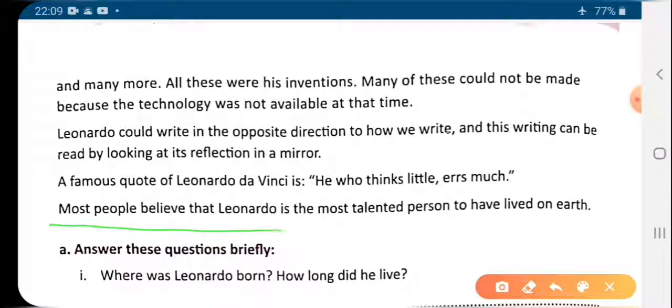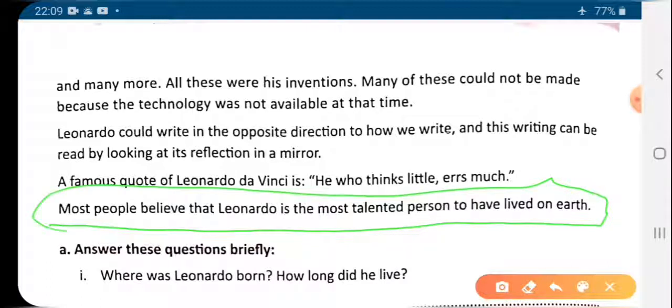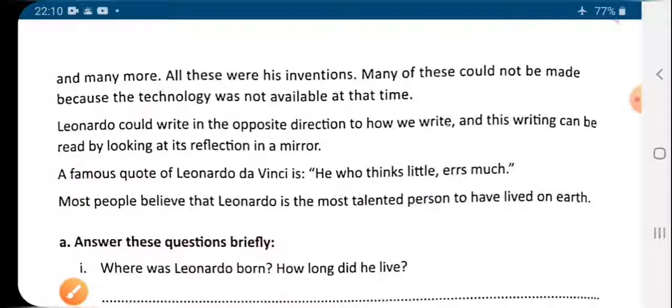Most people believe that Leonardo is the most talented person to have lived on the earth. Most of the people would think that Leonardo was the most talented person. How can we say he is talented? Because he was a brilliant artist and engineer, inventor, poet, scientist, mathematician, musician, and much more. So, this was about Leonardo da Vinci. Now we will see the question answers.